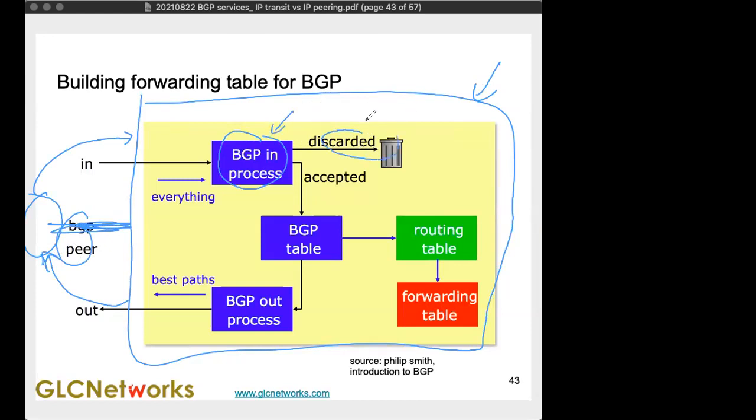Some prefixes can be discarded, some prefixes can be accepted. Then it develops the BGP routing tables, and you use those tables to generate the forwarding table. The thing you use for forwarding packets is the forwarding table.